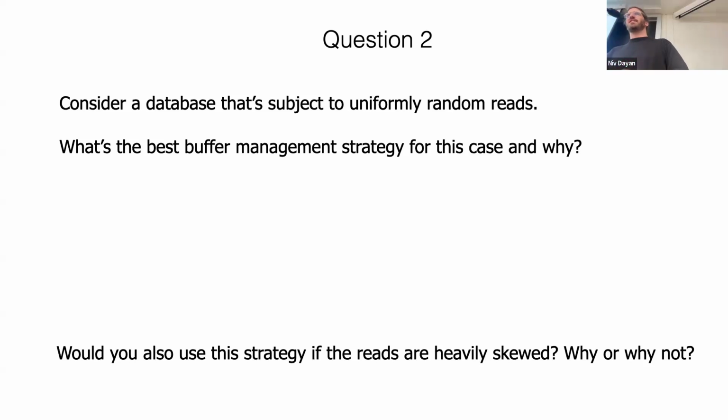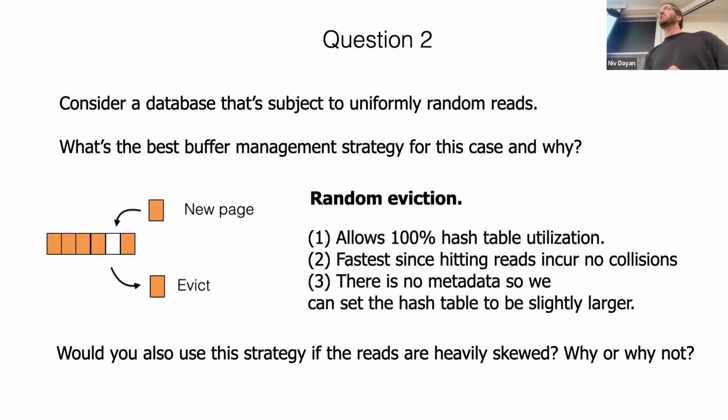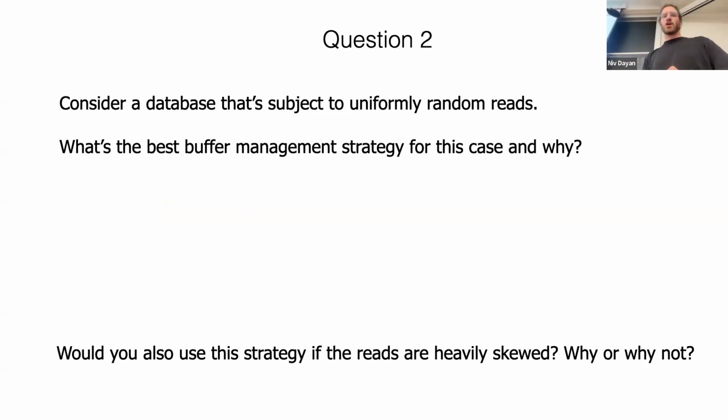Okay, let's go here. So random eviction would indeed be the best policy for this, despite everything that I told you on Tuesday. On Tuesday, I really argued strongly against random eviction. However, if you have a uniformly distributed workload, that is going to be the best policy. And actually, before I show you the reasons, why is it going to be the best policy?